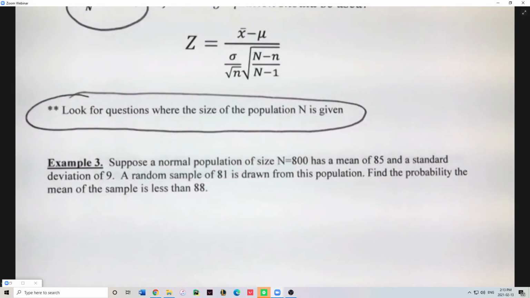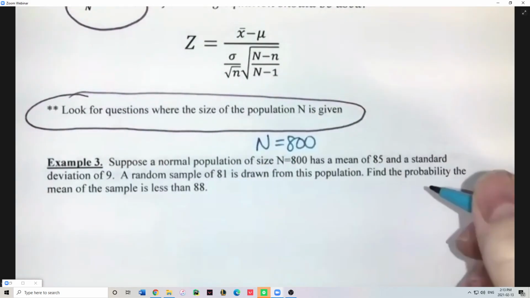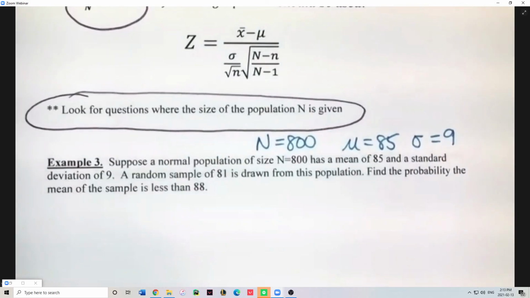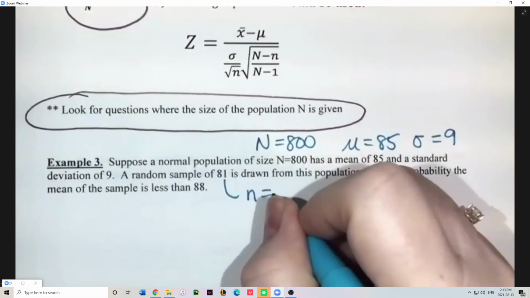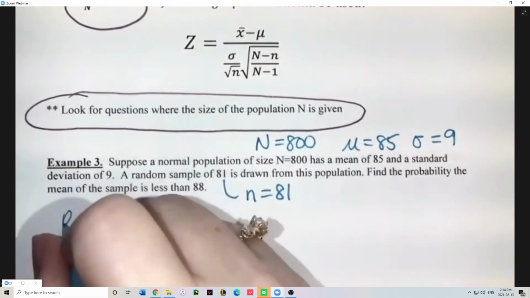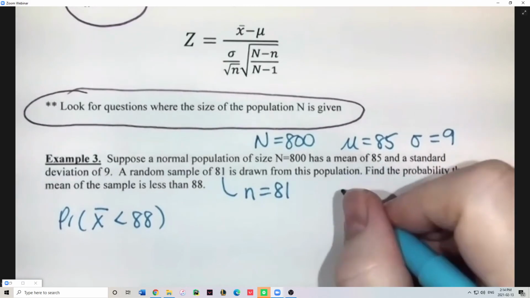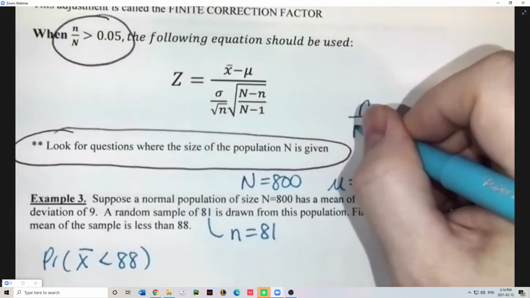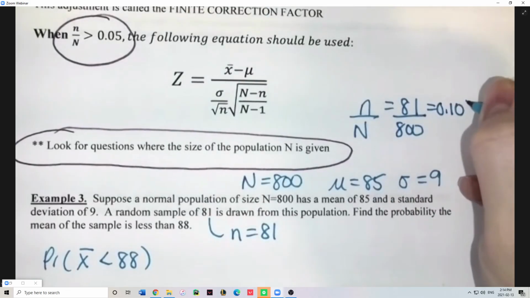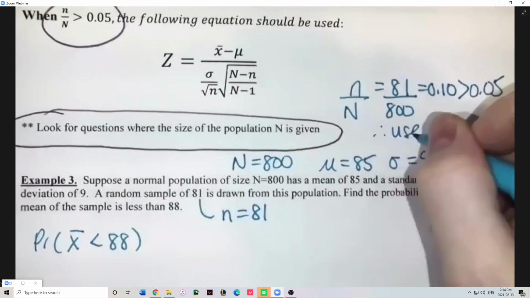Okay, so suppose a normal population of size N equals 800, so big N equals 800, has a mean of 85 and a standard deviation of 9. Random sample of 81, so that's our n. Find the probability that the mean is less than 88. So mean less than 88. So we'll check n over N. So we have 81 over 800, which is about 0.1. So that's going to be greater than 0.05. So therefore, we use the correction.